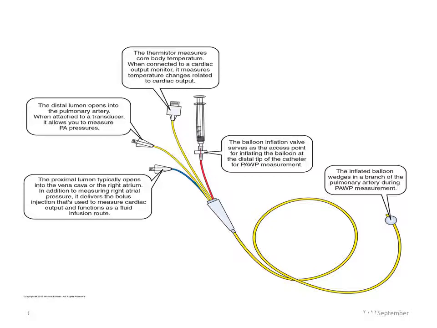This picture clarifies the 4 lumens: one is the proximal lumen, second is the distal lumen, and one for the thermistor to provide measuring regarding the body temperature or core body temperature, and one at the edge of the pulmonary artery to measure the pulmonary artery wedge pressure.